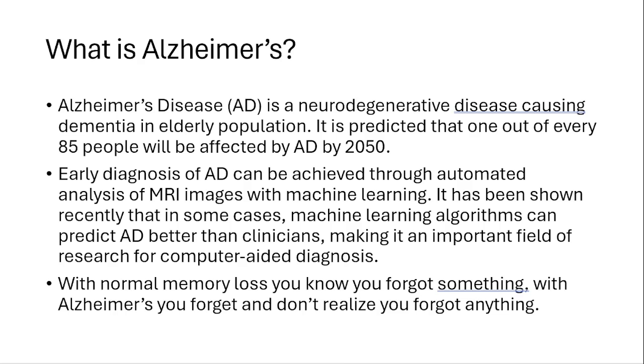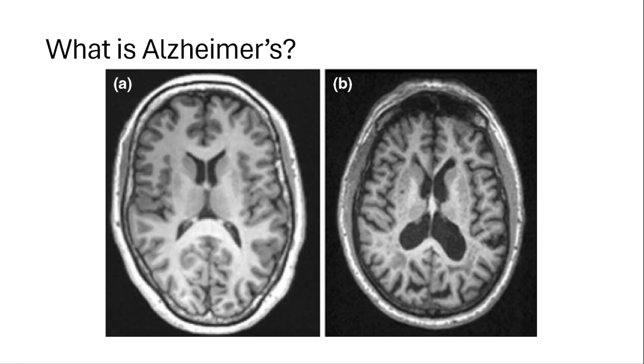Now, the question is, what is normal memory loss and what is Alzheimer's? With normal memory loss, you forget something, you know you forgot something. And with Alzheimer's, you forget something and you don't realize you forgot anything. So visually looking at the MRI pictures, we can clearly tell if somebody has Alzheimer's or not.